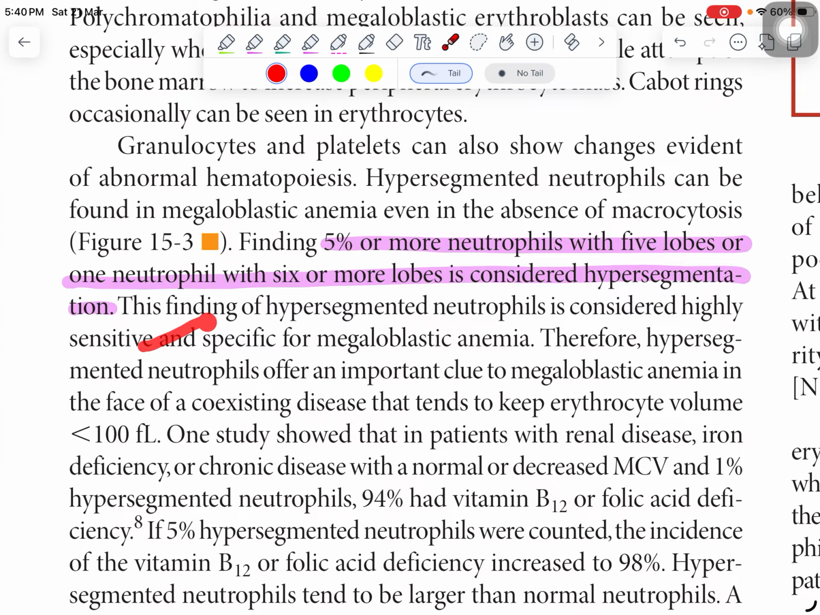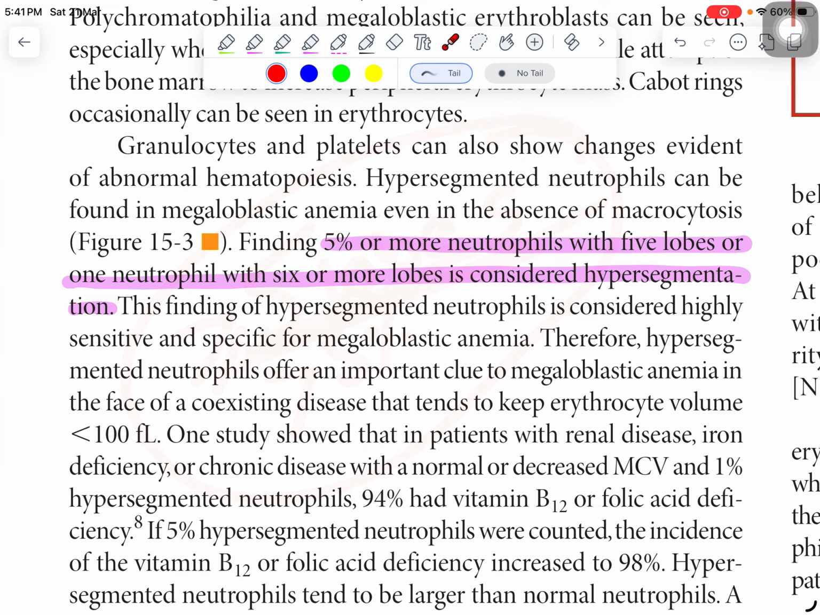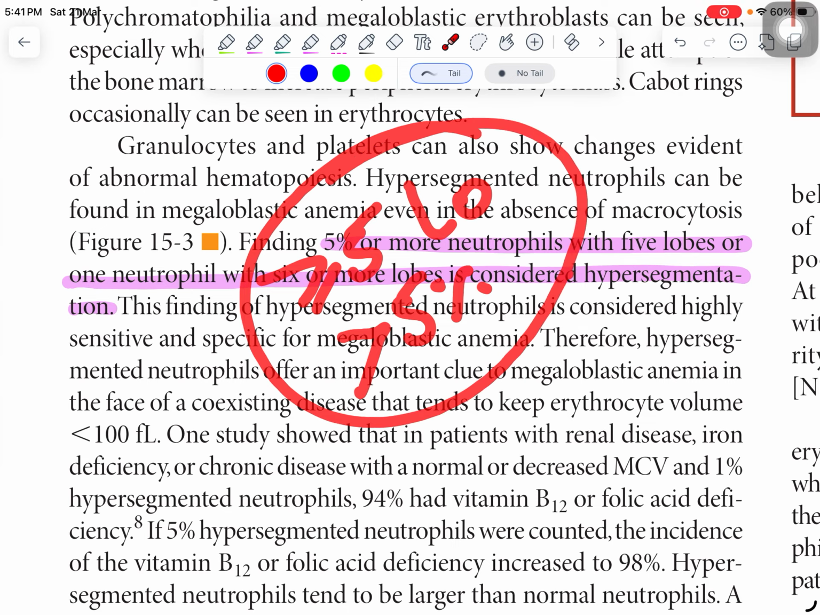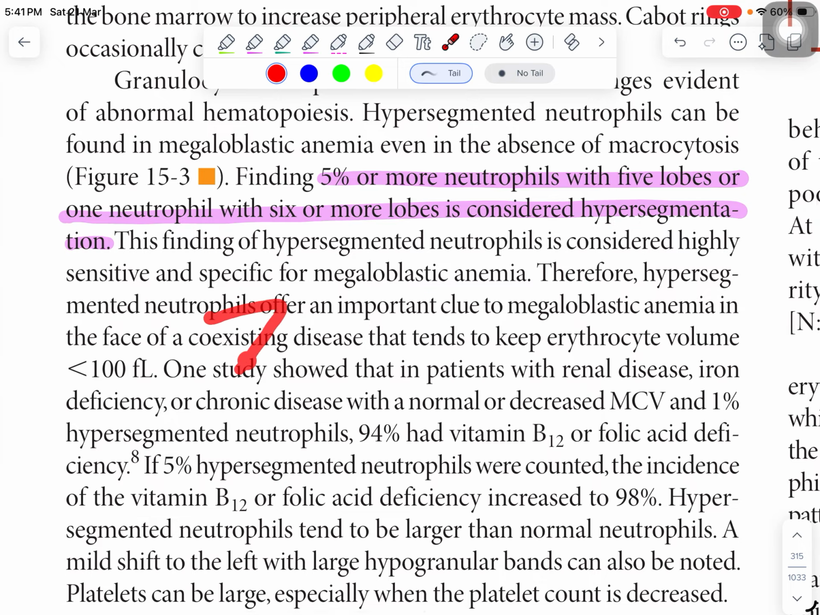So more than or equal to 5 lobes in more than 5% of neutrophils, or more than or equal to 6 lobes, is called a hypersegmented neutrophil.